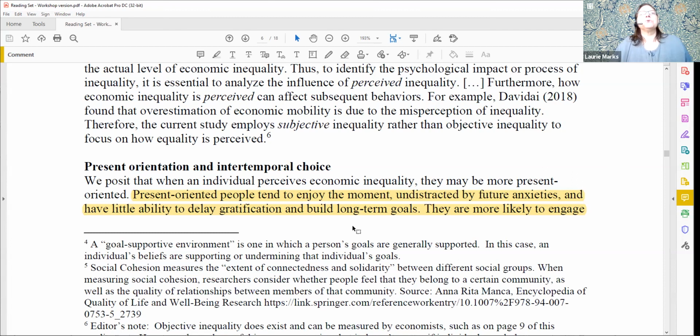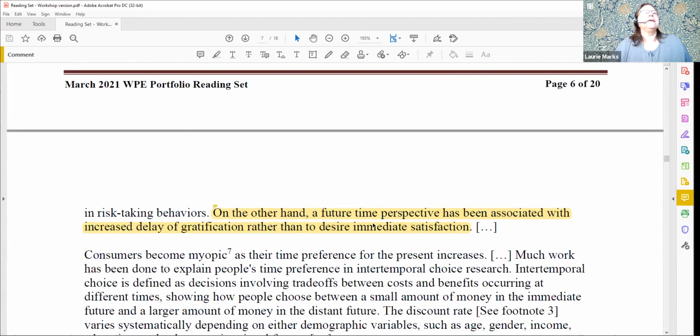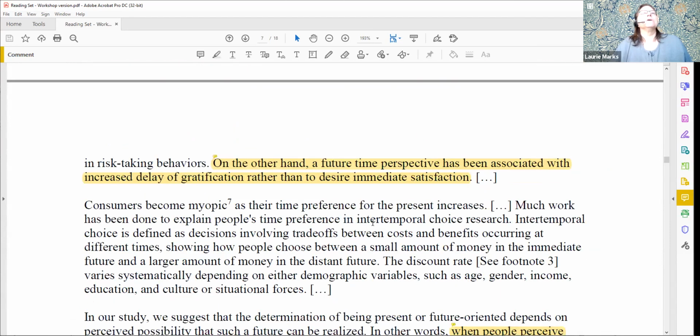Present-oriented people tend to enjoy the moment, undistracted by future anxieties, and have little ability to delay gratification and build long-term goals. They are more likely to engage in risk-taking behaviors. On the other hand, a future time perspective has been associated with increased delay of gratification rather than a desire for immediate satisfaction. So I've suggested to you already what the role of delayed gratification on home purchase is.